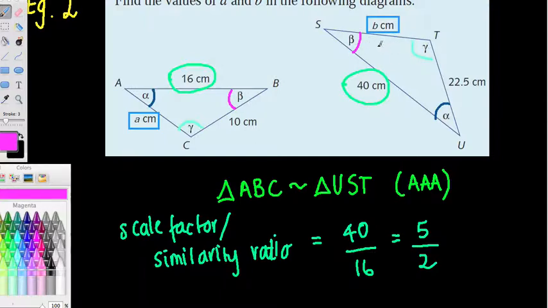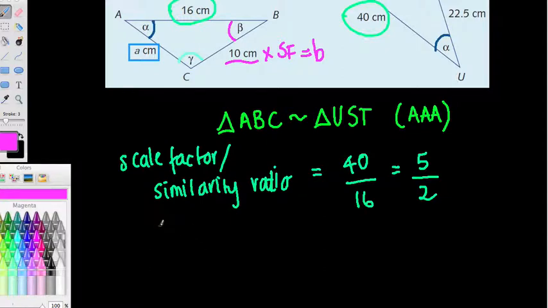Well, have a look at the two angles I've got. I've color-coded them for you. I've got beta and gamma. Beta, gamma. So therefore, this side here corresponds to the B side in that triangle. Therefore, if I take this 10 here and I multiply it by the scale factor, I will get B.